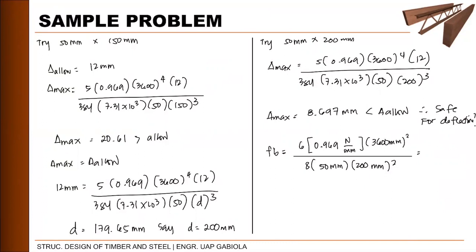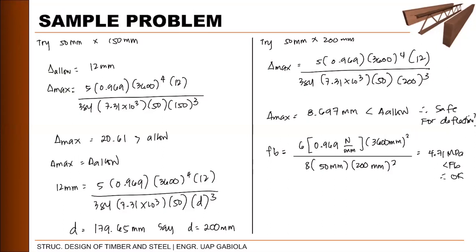Okay? So, this is 6 times 0.969 times 3,600 squared all over 8 times 50 times 200 squared. So, that is 4.71 MPa. So, less than na siya dun sa allowable natin. So, okay.